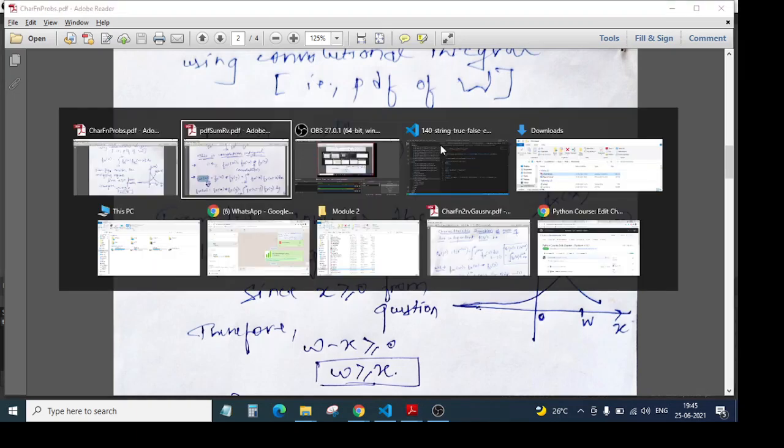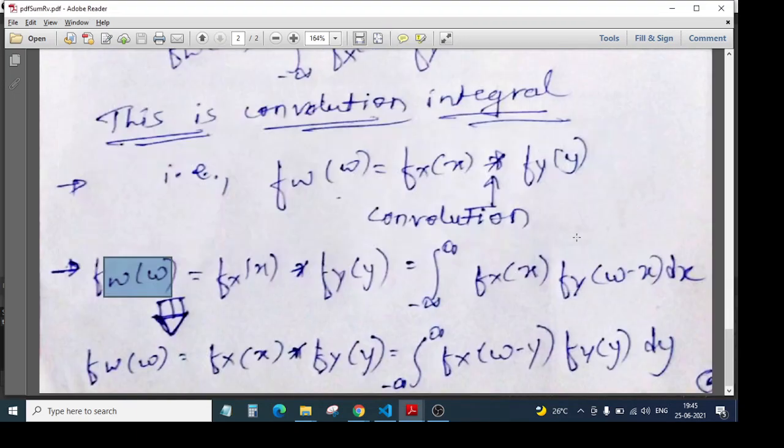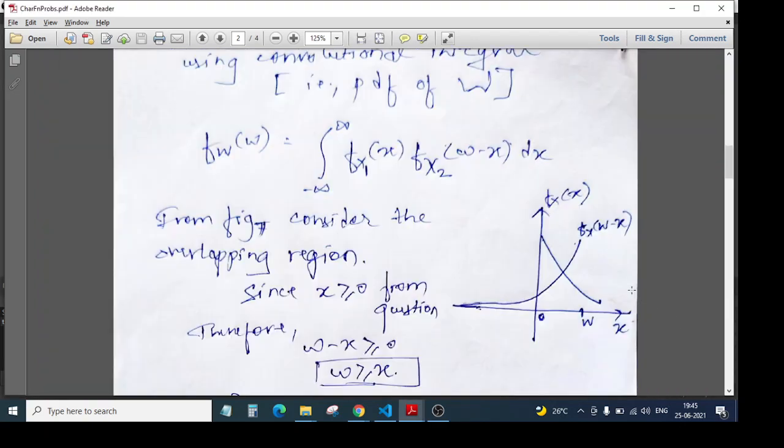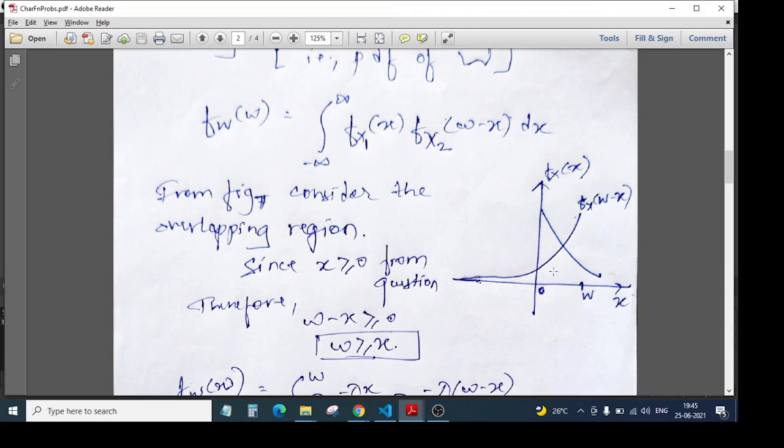This I have explained in much detail while explaining this. Okay, so the same thing we have done here, we have flipped and shifted. Now in this diagram we need to only consider the overlapping region. So please consider only the overlapping region, which is here, in the range of 0 to w.